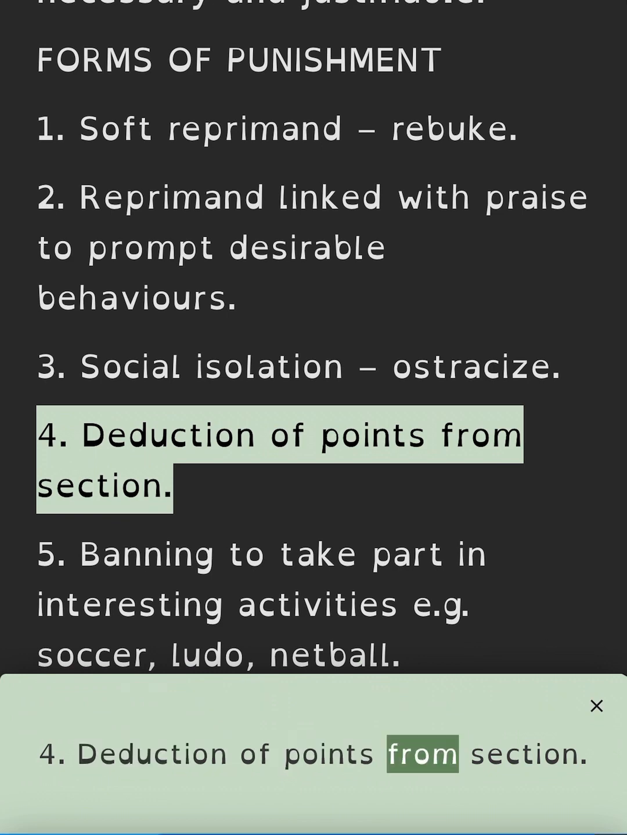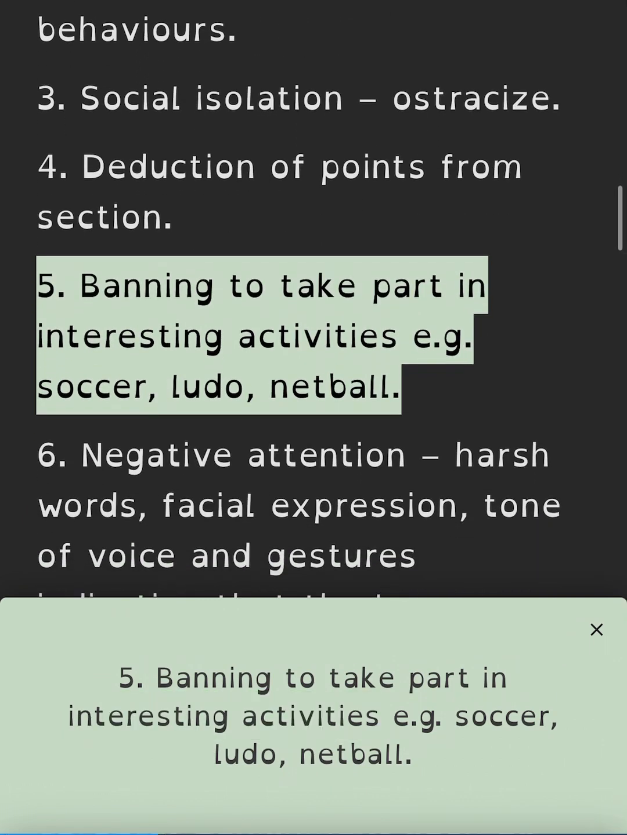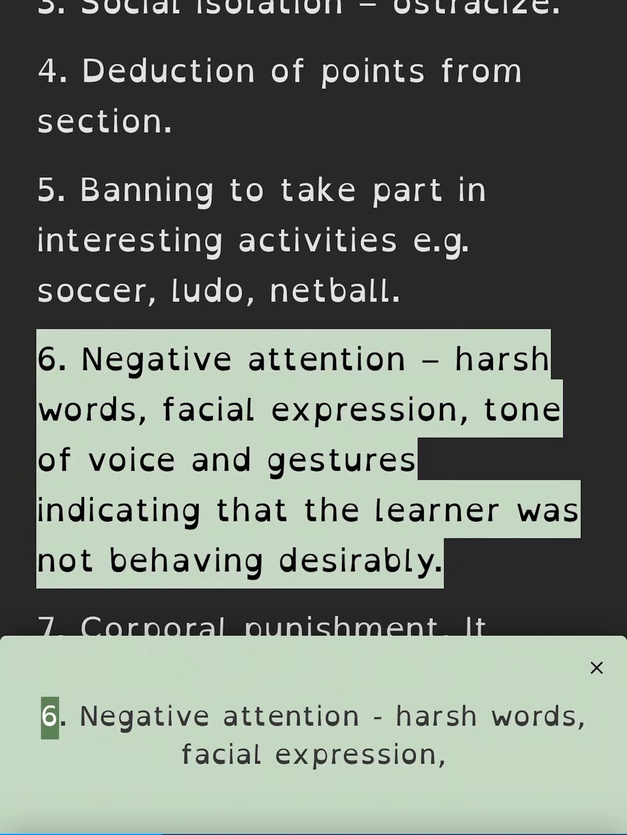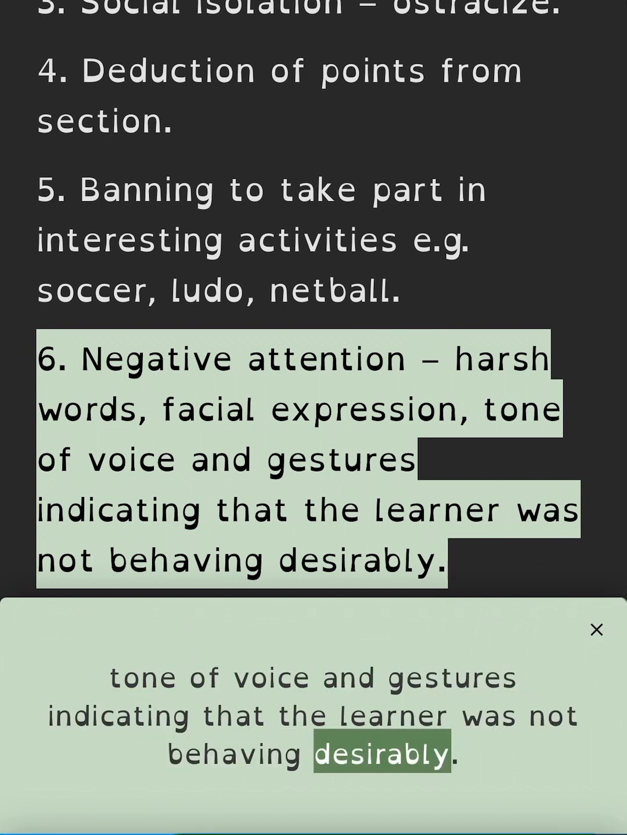4. Deduction of points from section. 5. Banning from taking part in interesting activities, for example soccer, ludo, netball. 6. Negative attention: harsh words, facial expression, tone of voice and gestures indicating that the learner was not behaving desirably.